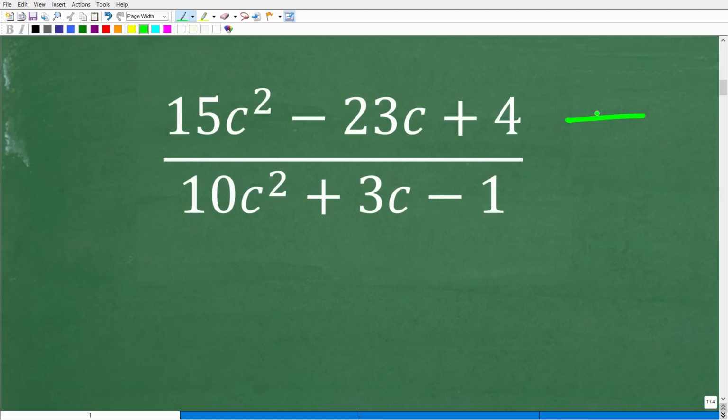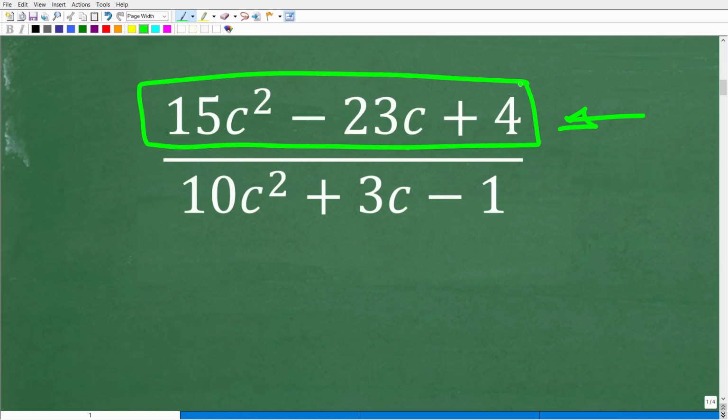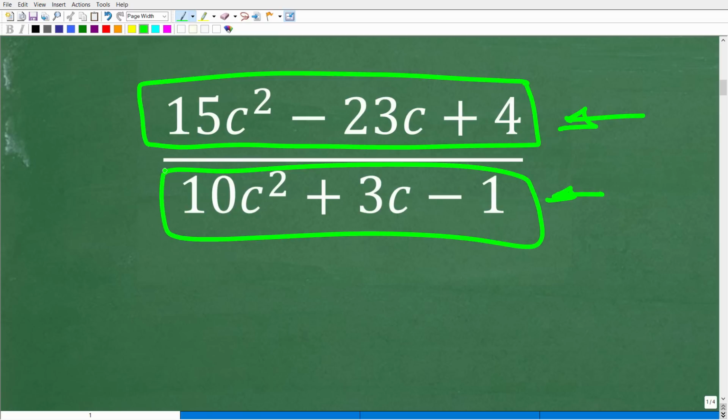Okay, so let's go ahead and focus in on the numerator first. So we're going to factor this, and then after that, we'll factor the denominator, and then we'll go ahead and take the next step.